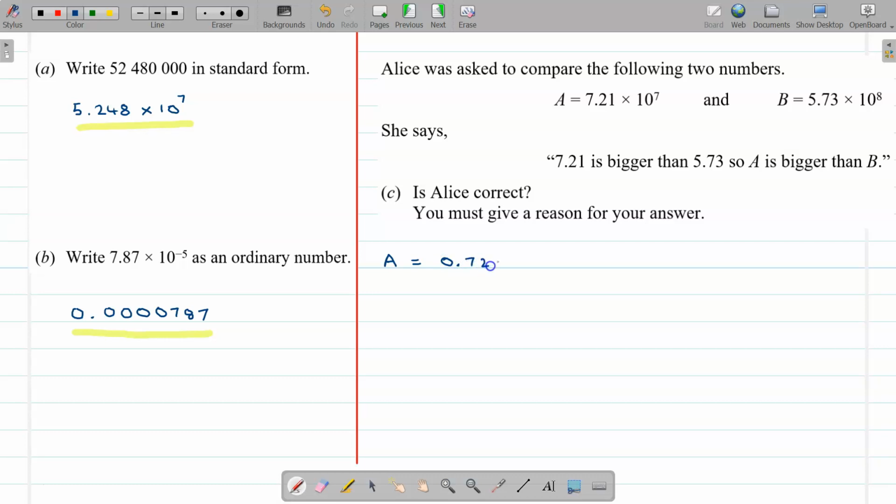is actually the same as 0.721 times 10 to the power 8. So I can compare it with B, which is also 10 to the power 8, you see. And then I can clearly say that that is less than B, because I'm comparing these parts here. So I can just say Alice is wrong.